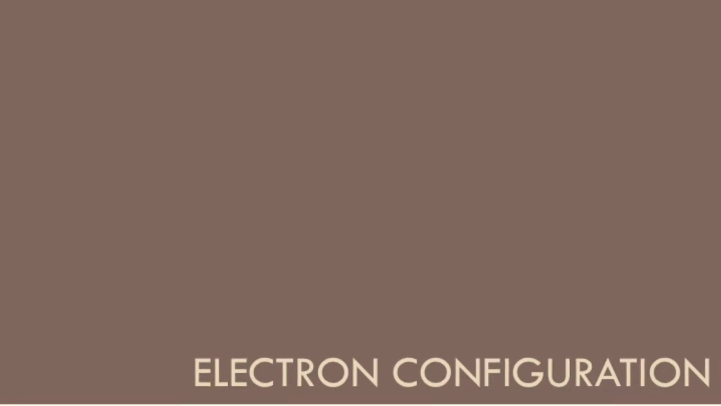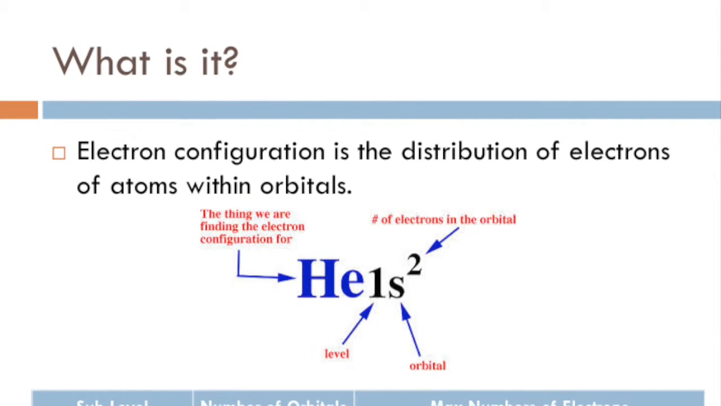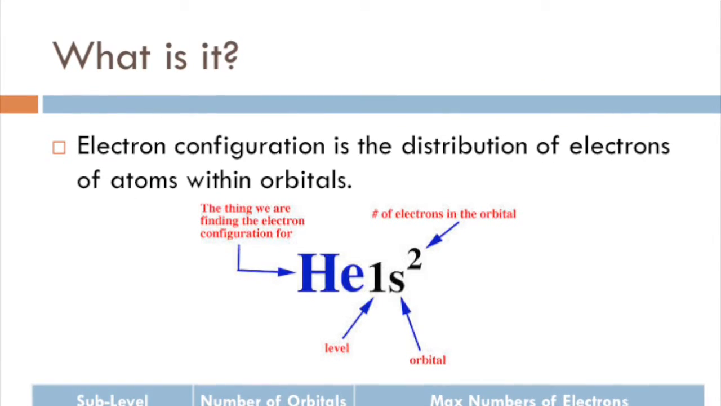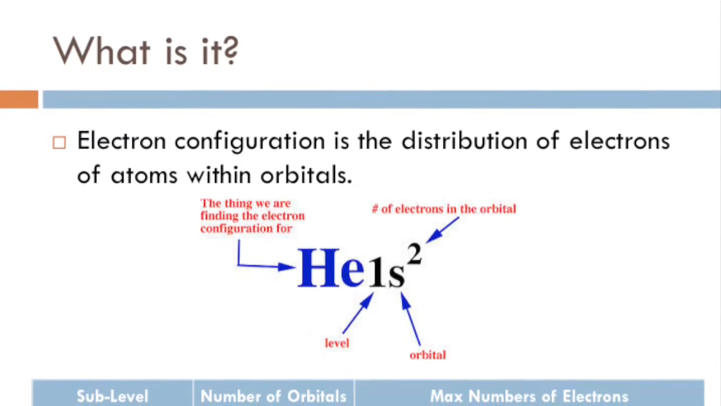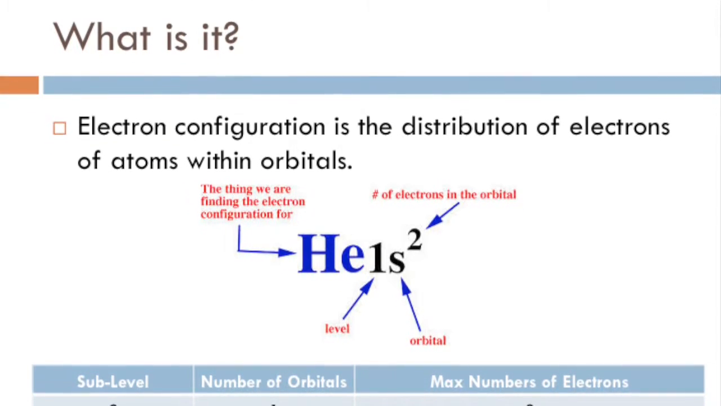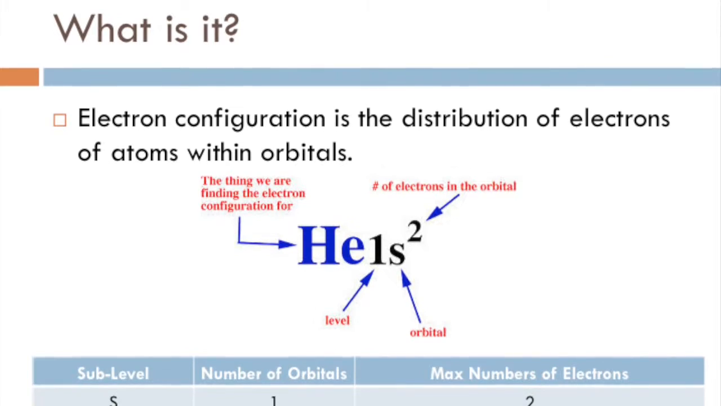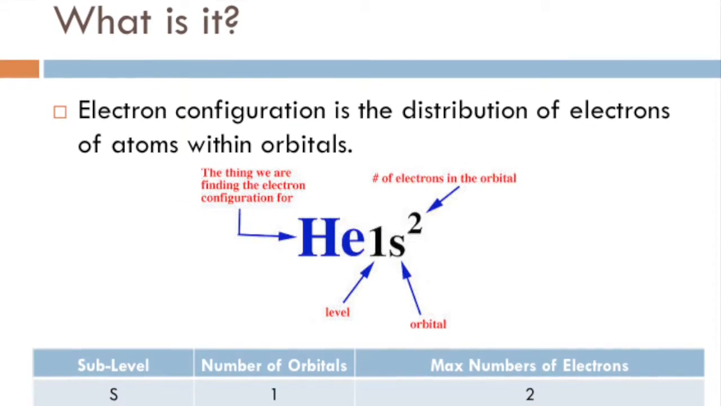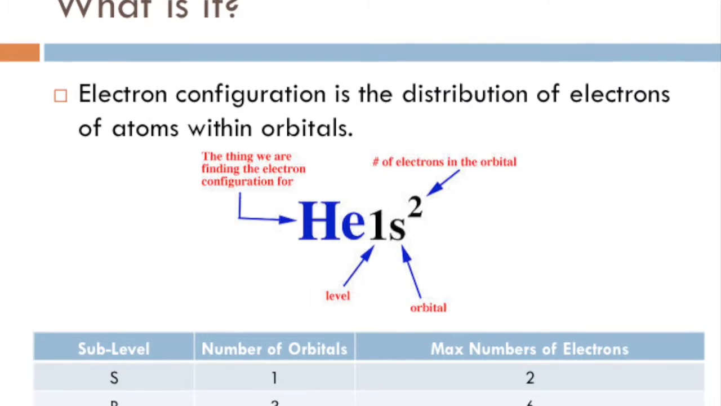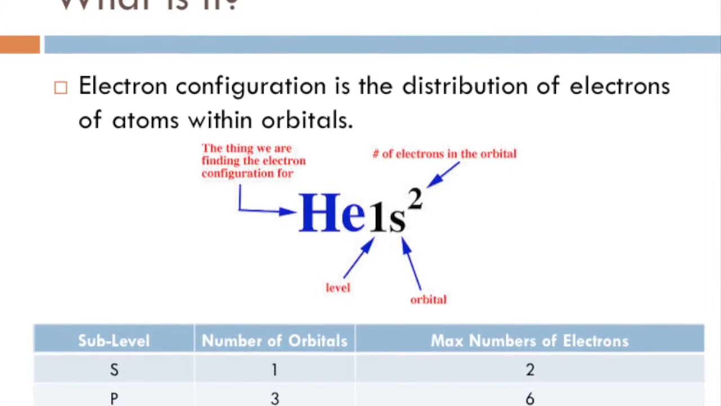Electron configuration. Electron configuration is basically the distribution of electrons in atoms within orbitals. Using this method, we can predict where electrons are within the atom, even though they are constantly moving. The picture in the middle shows that the big number represents the sublevel, the letter represents which orbital it is in, and the exponent represents the number of electrons in that orbital.